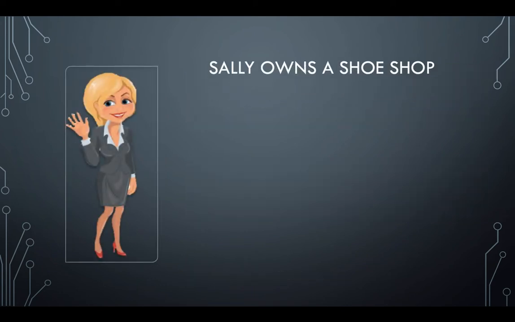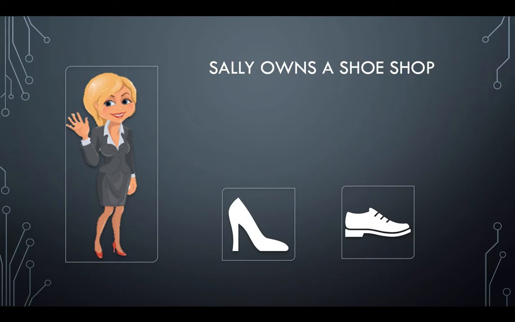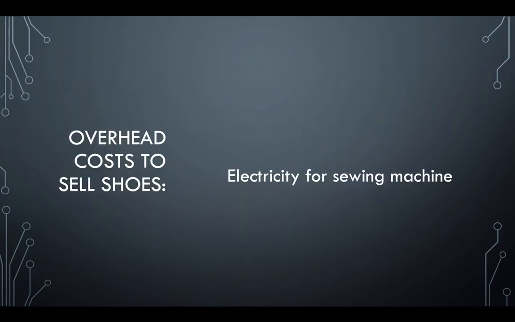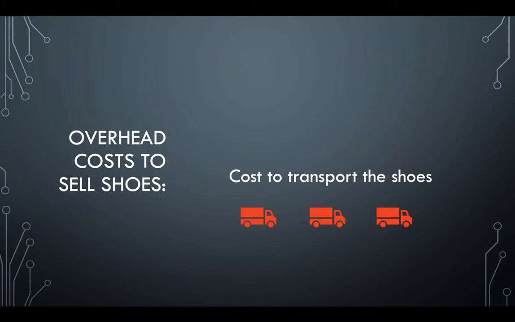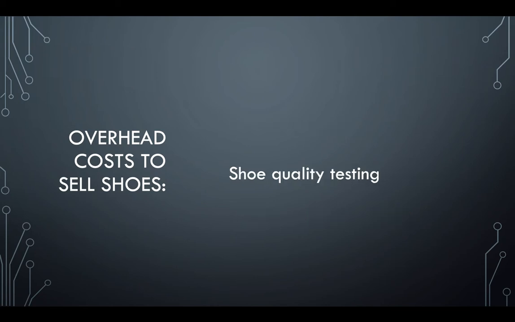Sally owns a shoe shop. There are various overhead costs incurred, such as electricity for the sewing machine, which is a unit level cost that is incurred each time a product is produced. There are costs to transport the shoes, which is a batch level cost. Batch level costs are incurred for each batch of goods that is produced. Shoe quality testing, which is a product level cost, is incurred for the production of each type of product produced.